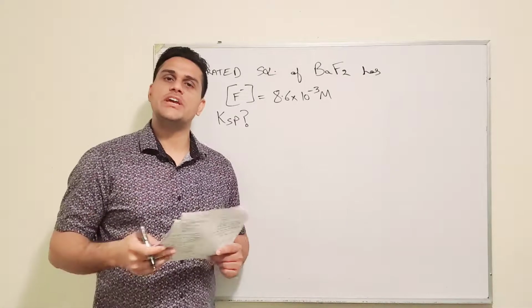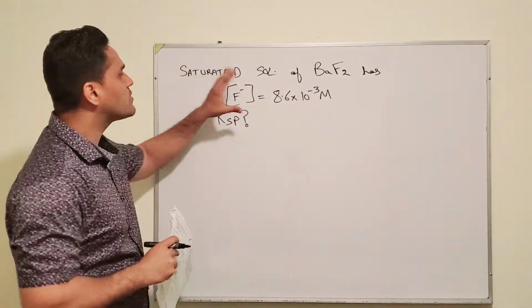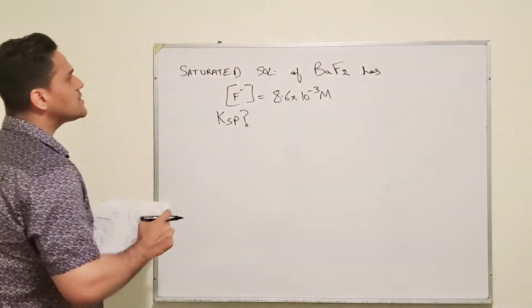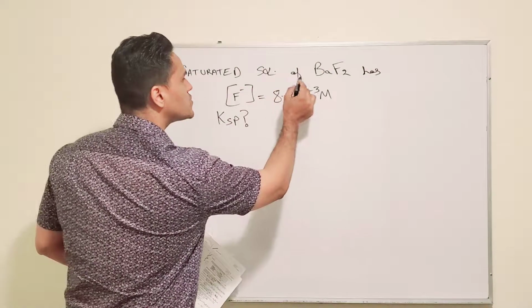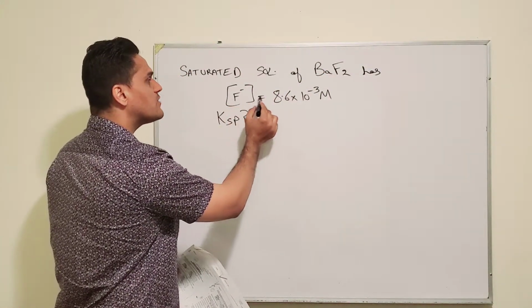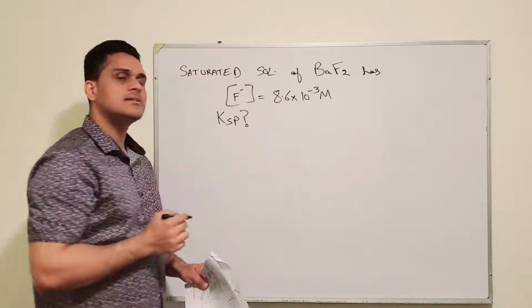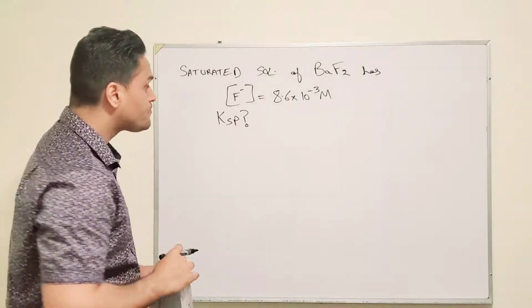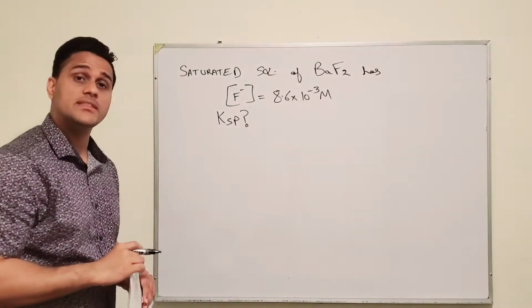Hi everyone, this is Jagjit, and in this question we're going to be solving for Ksp. The question tells us that we have a saturated solution of BaF2 where the concentration of F minus is 8.6 times 10 to the power minus 3. And the question is asking us to find the Ksp.